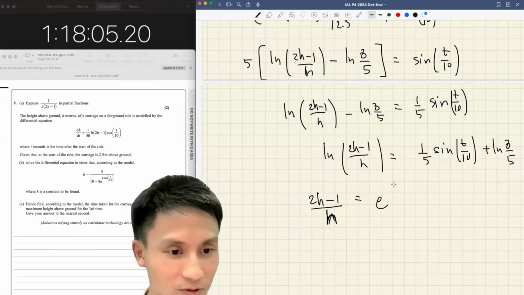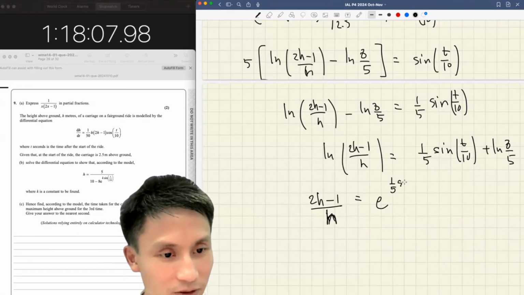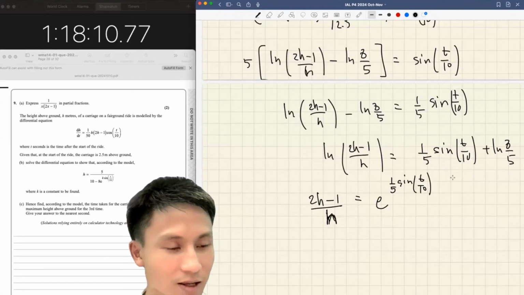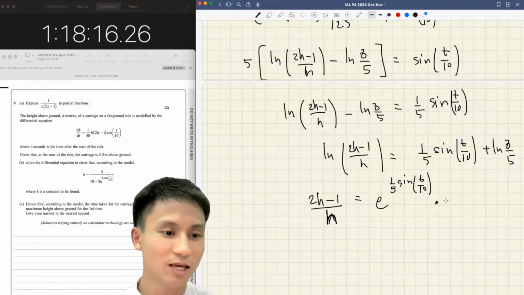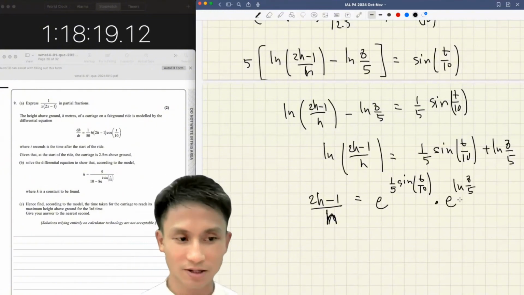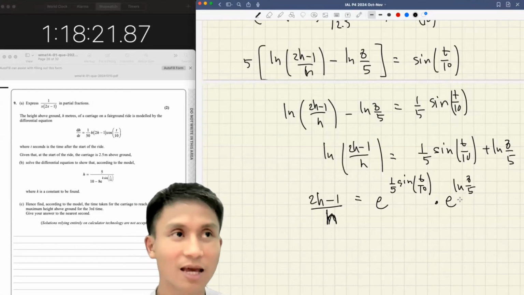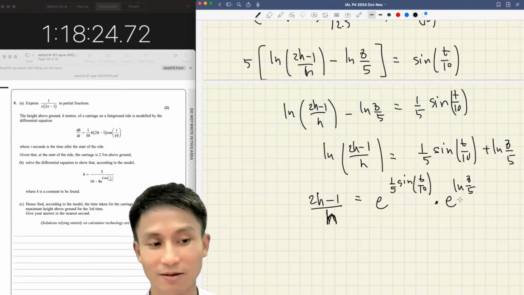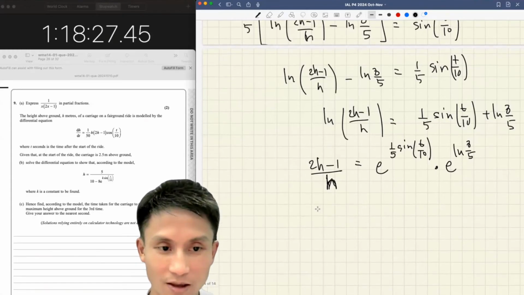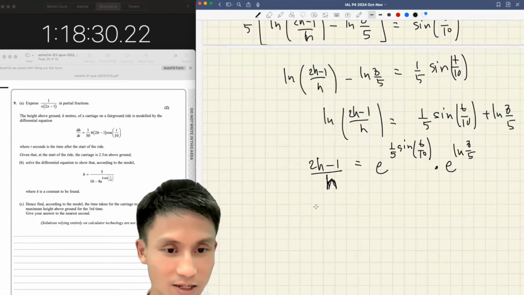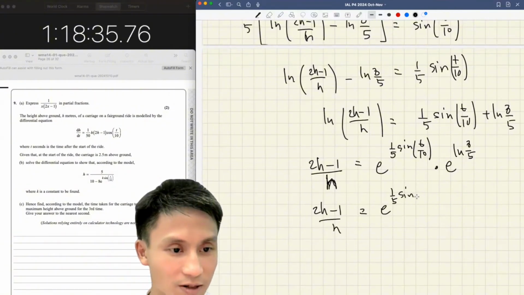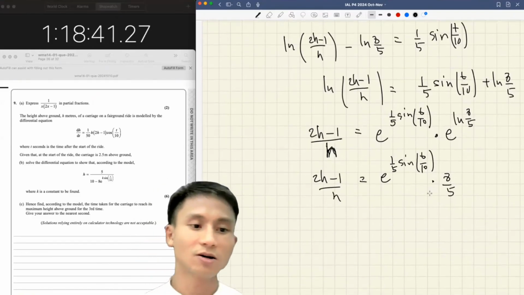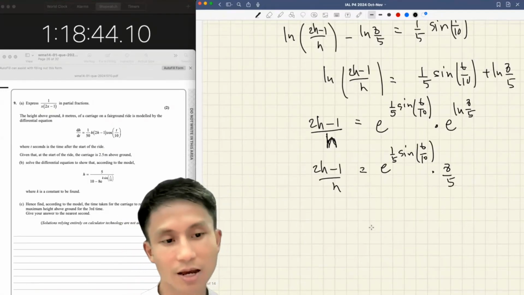k is a constant to be found, so I think I'm fine with that. So e to the 1/5 sine t over 10. Now because this is a plus ln, I can do e to the ln 8 over 5, because you can use laws of indices there: a to the m plus n equals a to the m times a to the n. So this is the same thing. Now I have 2h minus 1 over h here, that's e to the 1 over 5 sine t over 10 times 8 over 5, because e and ln cancel away. Now, how do I deal with this?